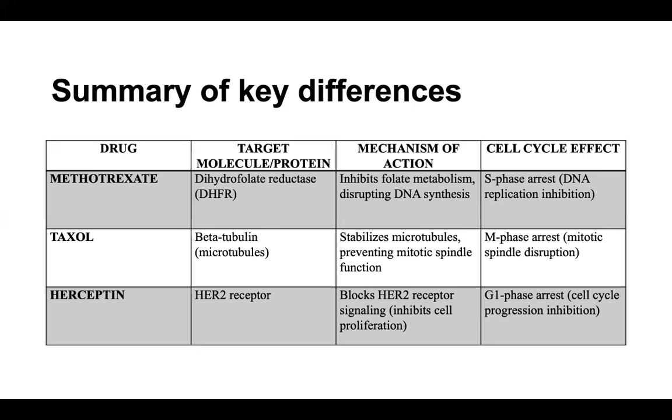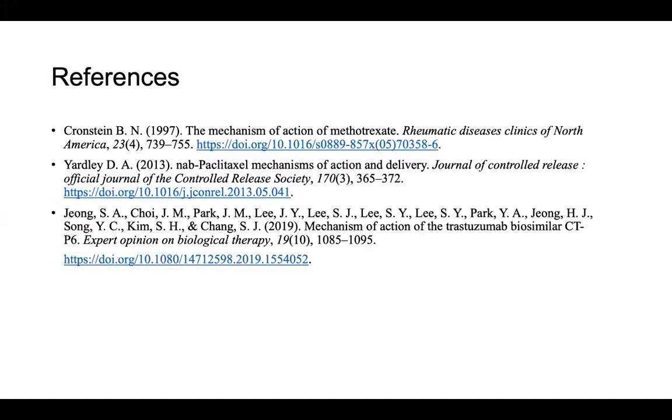So for Herceptin, the target molecule or protein is the HER2 receptor, and the mechanism of action is it blocks HER2 receptor signaling and inhibits cell proliferation. This mostly affects the G1 phase of the cell cycle, leading to a G1 phase arrest and cell cycle progression inhibition. And these are my references.